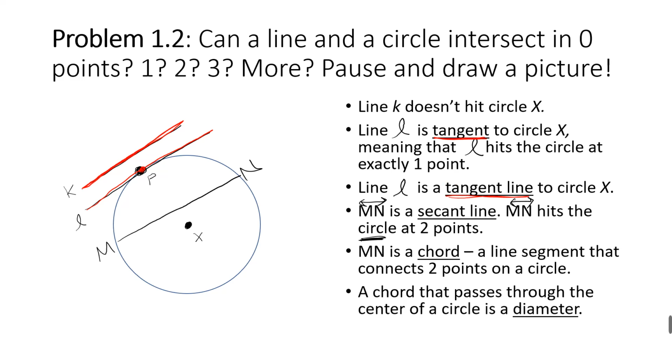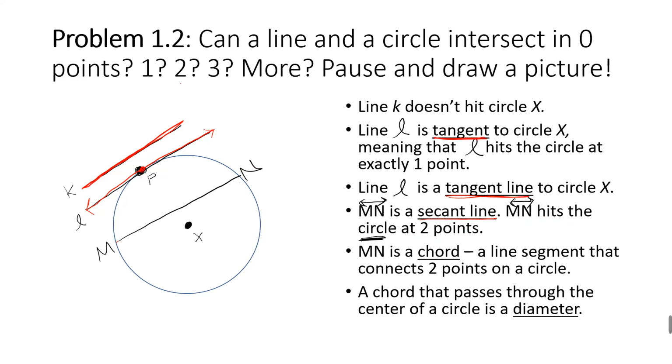If you notice in the drawing in the book and the drawing on my lecture here, we don't have the arrows, and that's okay. We're still calling it a line. Our next term has to do with whether a line and a circle can intersect in 2 points. The answer is yes. I think you probably figured that one out for yourself. MN, if we make it into a line, we call that a secant line. Line MN hits the circle at 2 points, M and N.